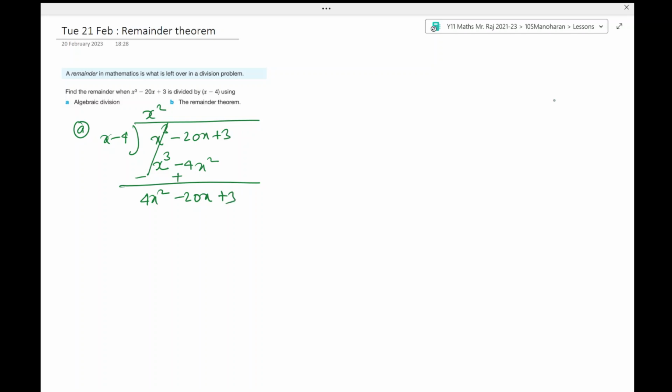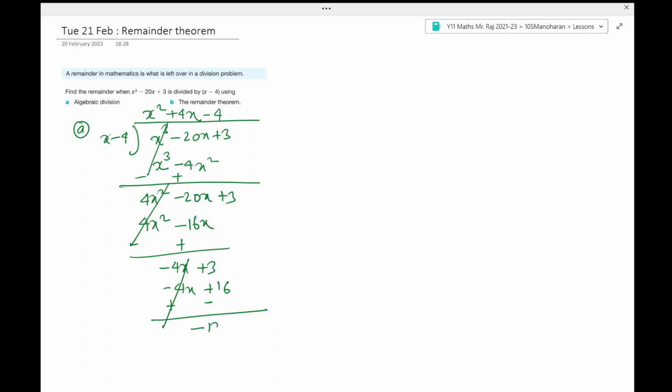Now, in order to get 4x squared, I have to multiply this x by 4x. So again, I will have 4x squared minus 16x, negative, positive. I will be left with negative 4x plus 3. Now, in order to get negative 4x, I must multiply it by negative 4. We'll have negative 4x plus 16. This negative, when I'm subtracting, will become positive. This positive will become negative. They will cancel out and I will be left with negative 13. So that's what my remainder is.